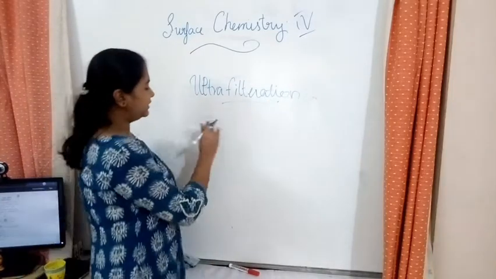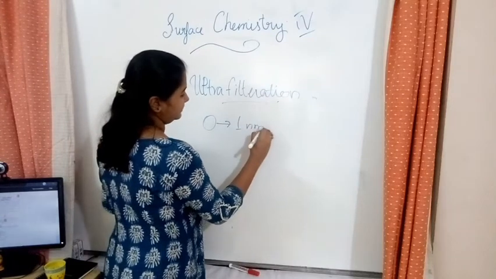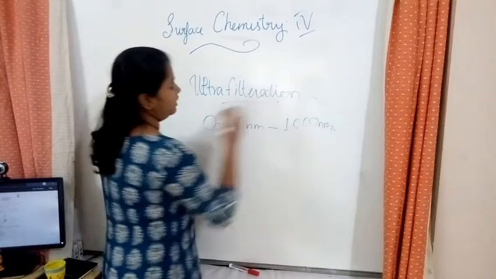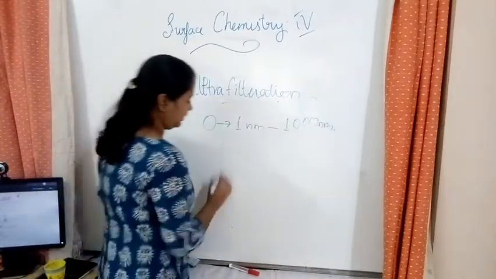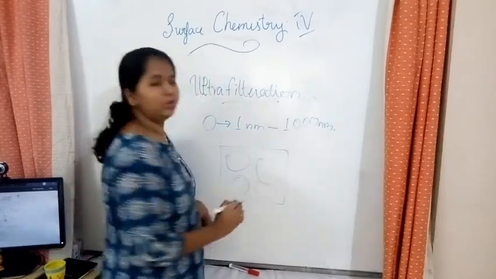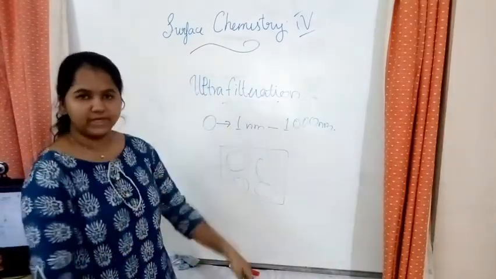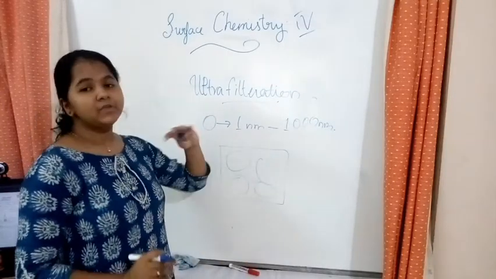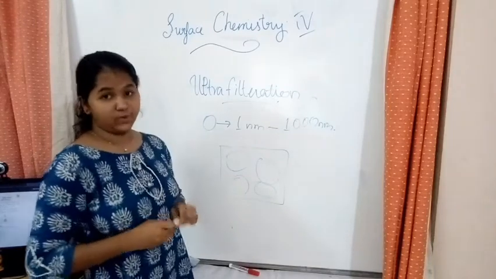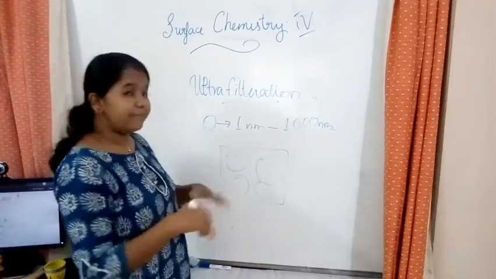So we know that colloidal particles are between 1 nanometer and 1000 nanometers in particle size. A normal filter paper has pores bigger than the colloidal size. So what will happen? The colloid with the electrolyte will fall down through the filter paper. Therefore a special filter paper is used, that is graded filter paper. So we use a better filter paper.